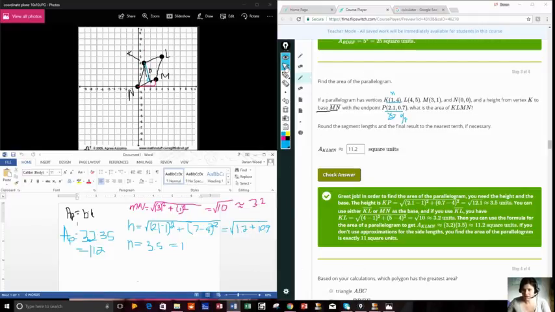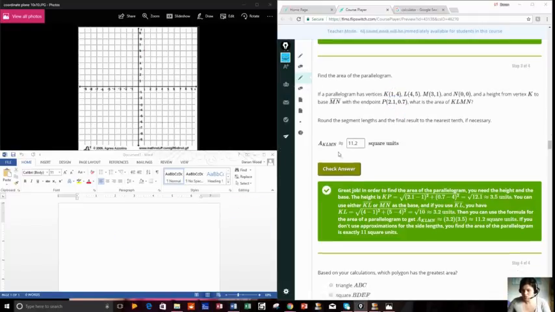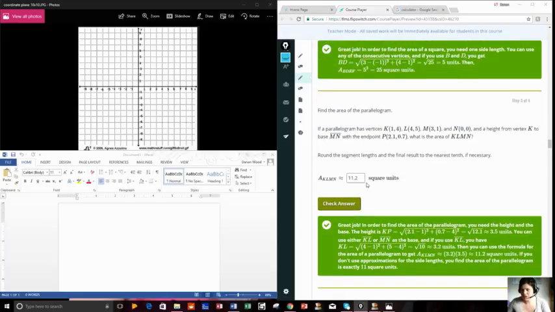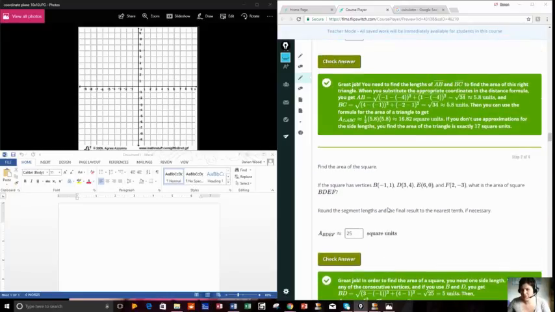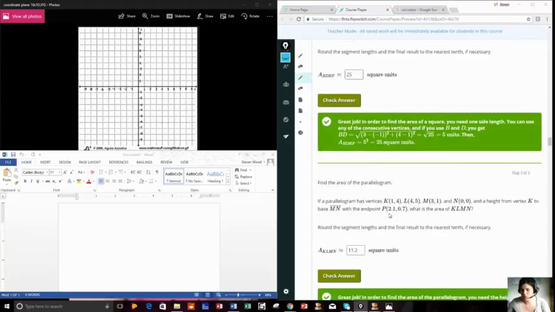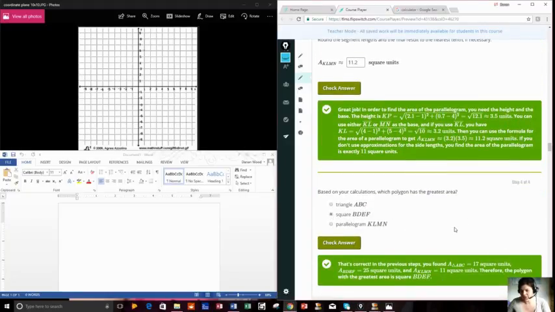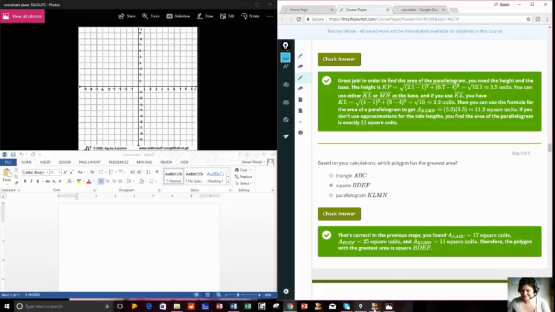Okay, based on our calculations, which one has the greatest area? So 11.2 was the parallelogram, 25 was the square, and 16.8 was the triangle. So the square has the greatest area. And there you go.